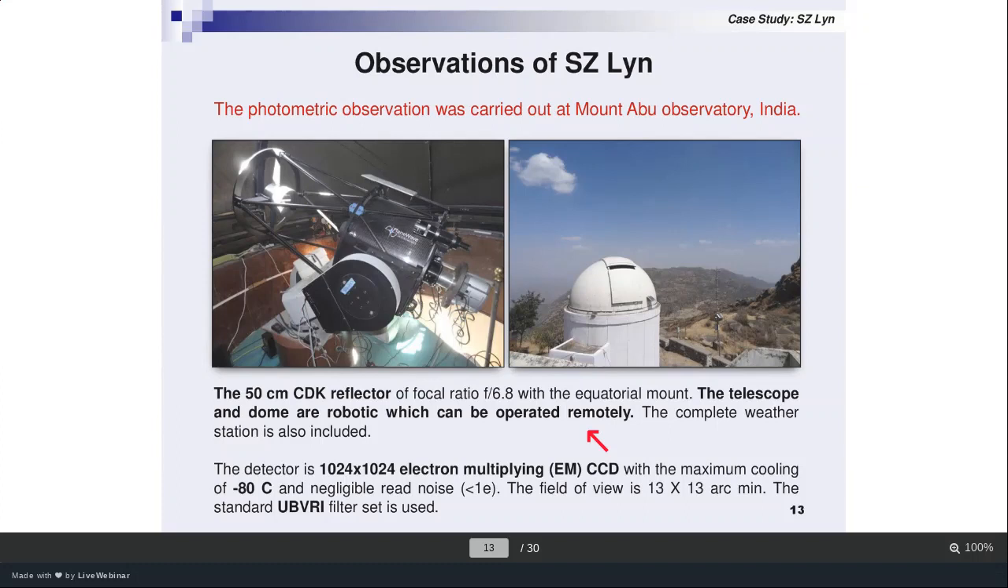So this is a very handy telescope to observe this particular type of stars, short period stars, because we can actually observe throughout the day without any interference. This is a robotic telescope. We can even operate it from the main campus at PRL. So I used this facility for my observation.